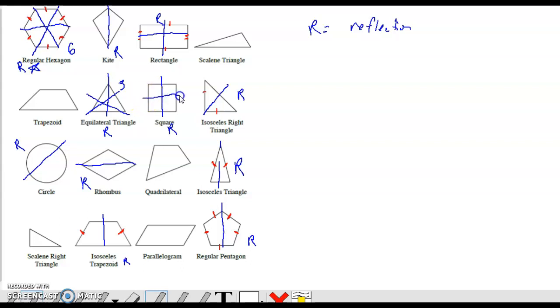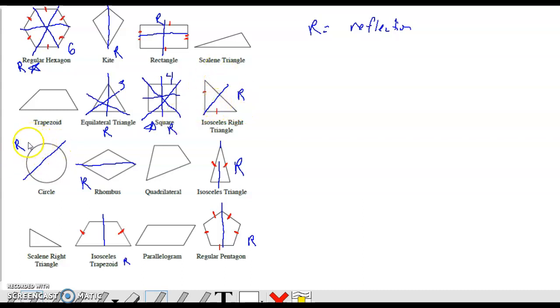Square, so this has at least 2, and then the wonderful thing about a square is that I can go this direction, right? So this one does have a little bit more, right? So it has 1, 2, 3, 4. So I'll put a little 4 next to that one.